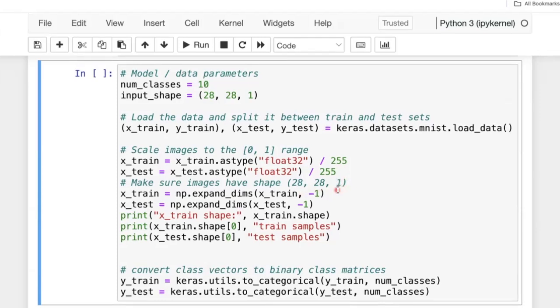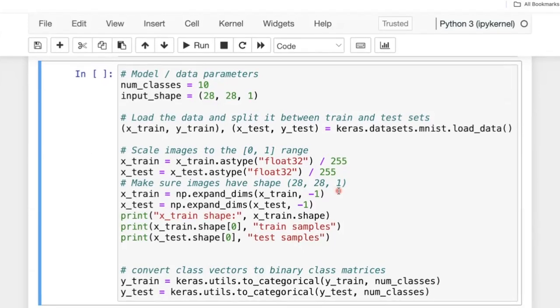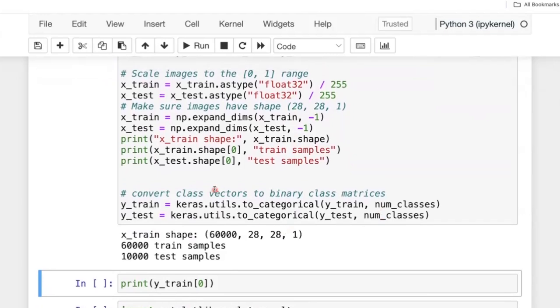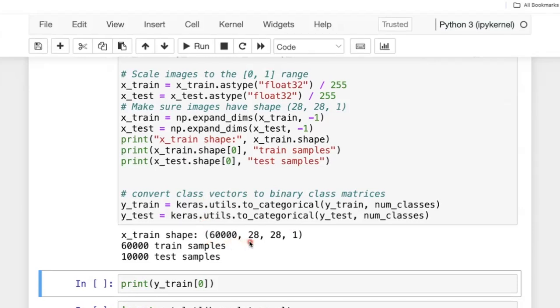But it's important to make sure that we actually add this one here. So we tell Keras very explicitly that we do have the third dimension, which is the channel number, but we only have one channel. It's kind of boring because we have a grayscale image. Now we can look at, let's say, the shape of the training data. You can see that we get 60,000 data points, and each data point is 28 by 28 by 1.